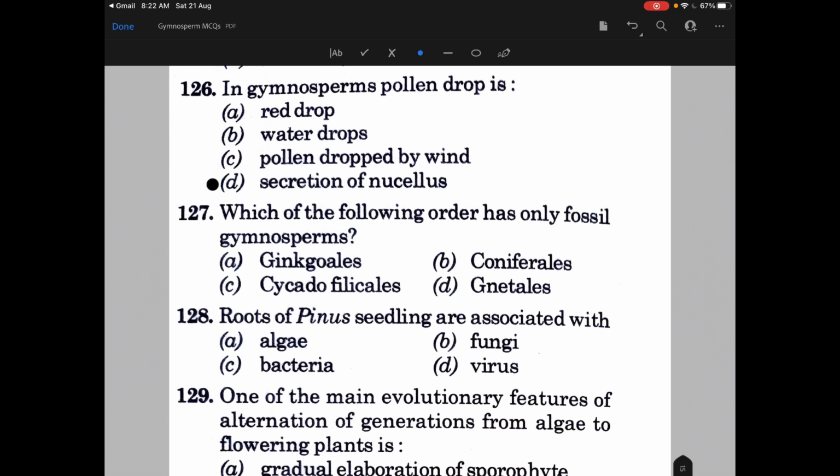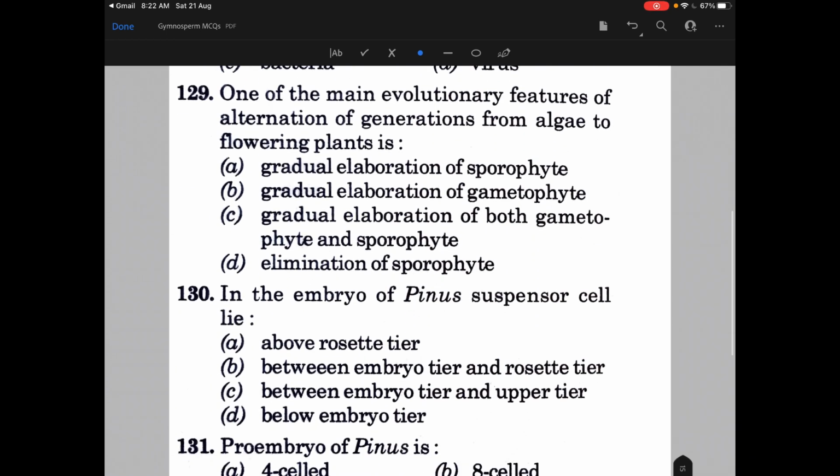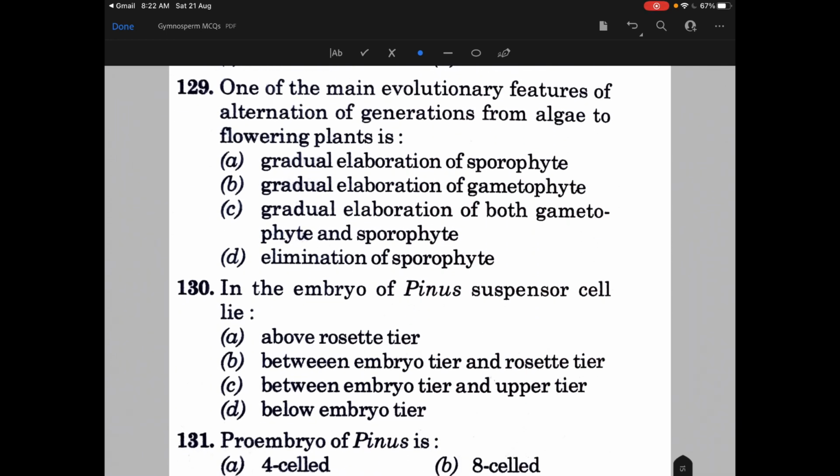Which of the following orders has only fossil gymnosperms? And the answer is C, that is Cycadofilicales. Next, roots of a Pinus seedling are associated with dash and the answer is B, that is fungi. Then one of the main evolutionary features of alternation of generation from algae to flowering plants is dash and the answer is A, that is gradual elaboration of a sporophyte.